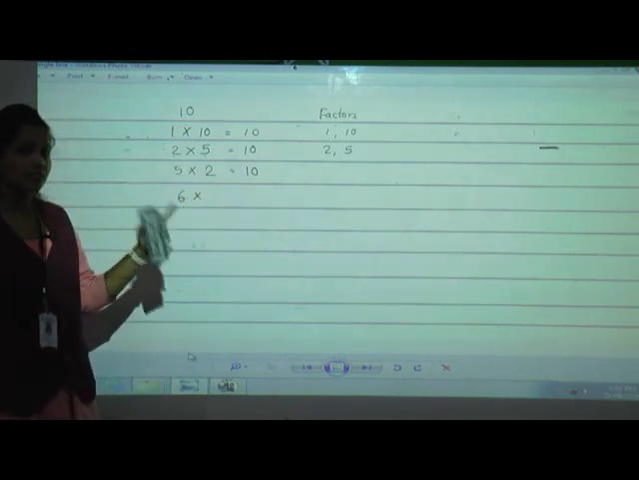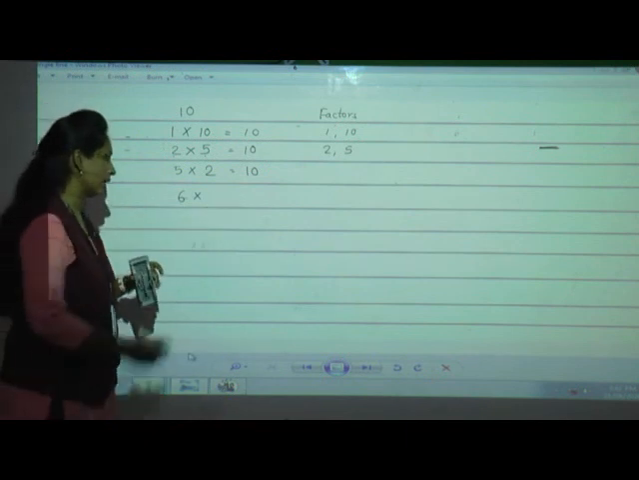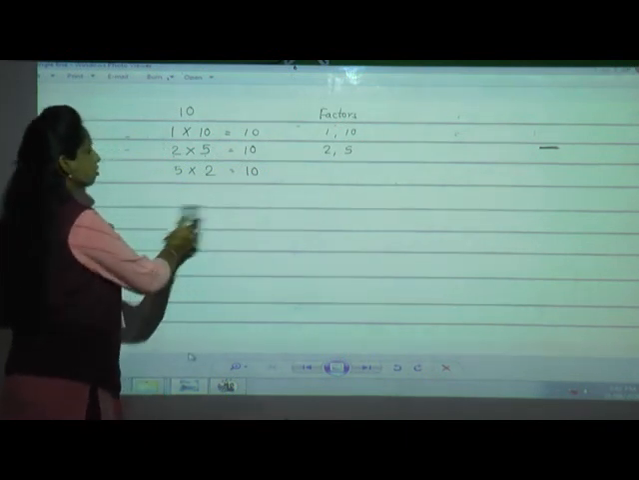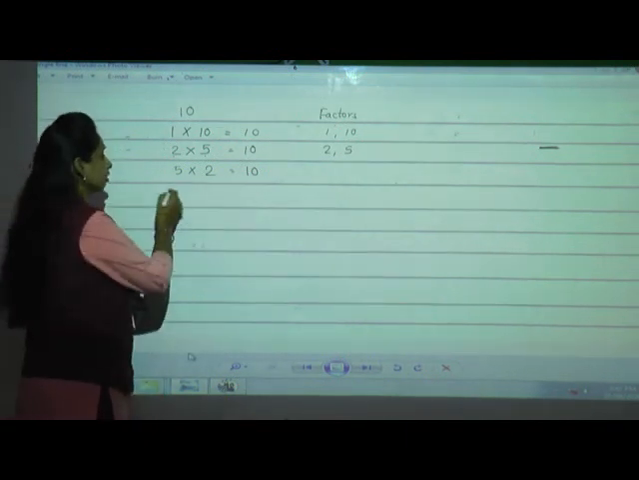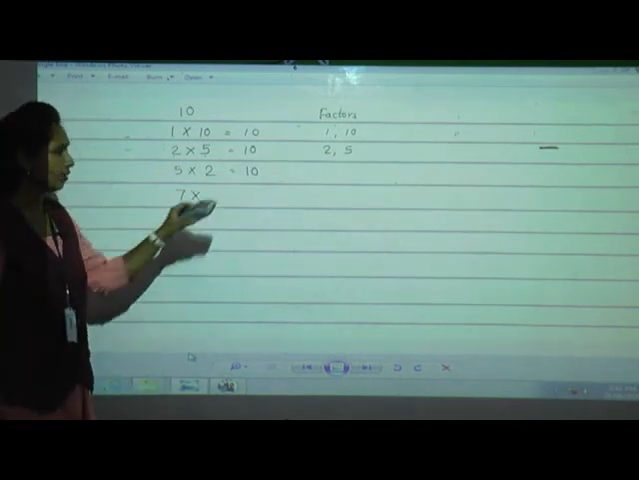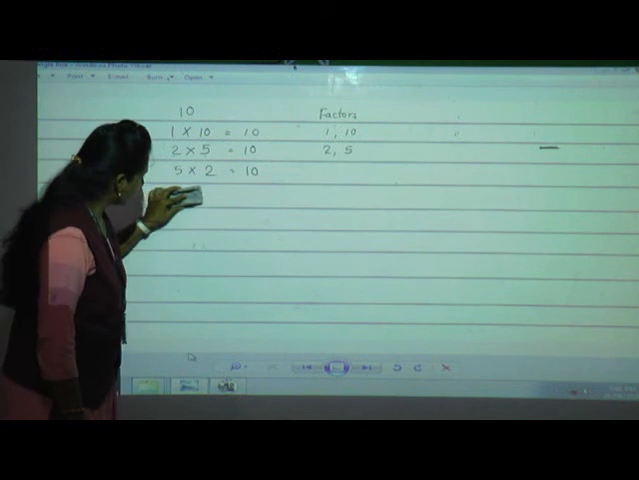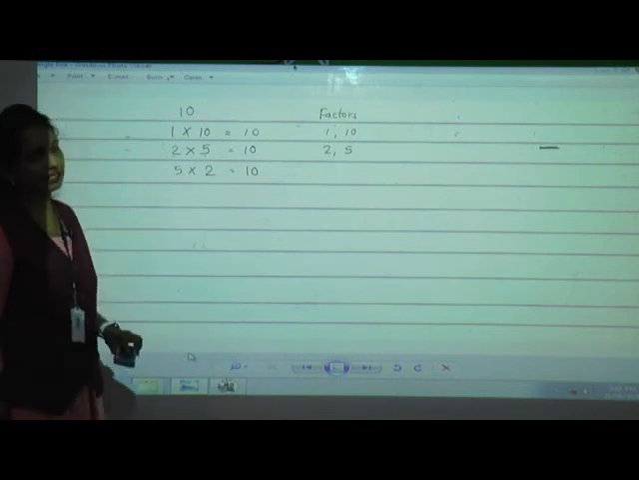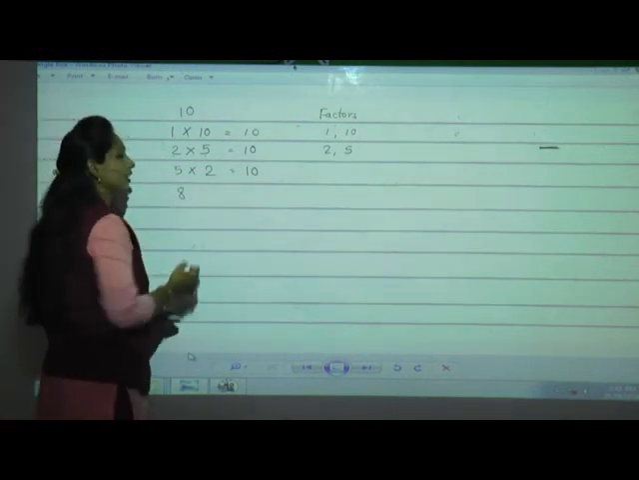6 1s are 6, 6 2s are 12. So we will not get the product 10, so we will cancel 6 also. What about 7? No, 7 2s are 14. We will not get 10, so we will cancel. And what about 8?